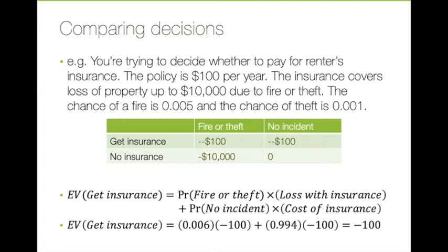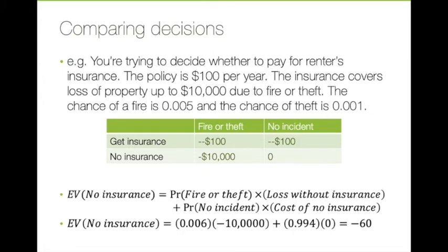It says that if we get insurance, we're out $100. That makes sense because what insurance does is you're out the cost of insurance no matter what happens. The benefit is that you wouldn't incur any additional loss. Now we have to calculate the expected value of no insurance.